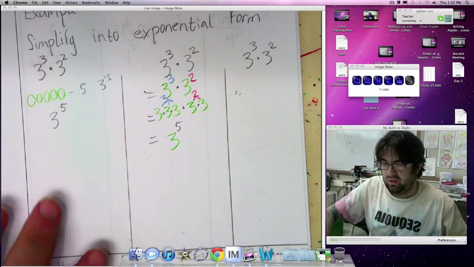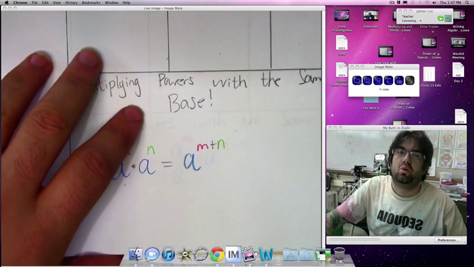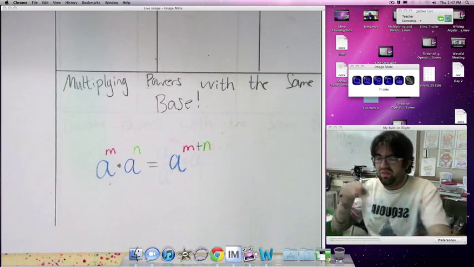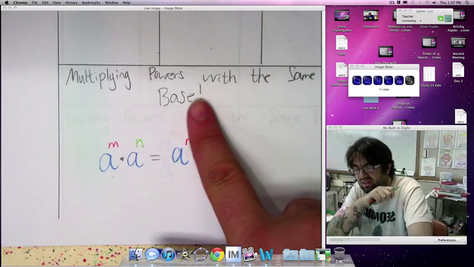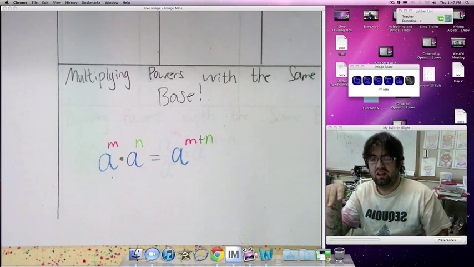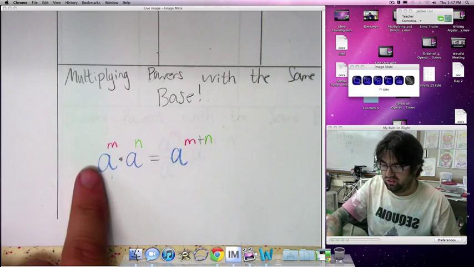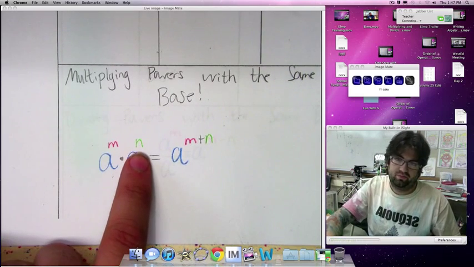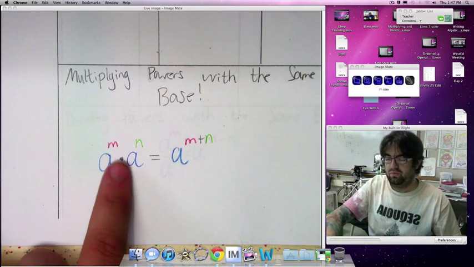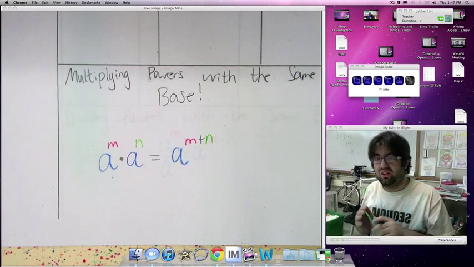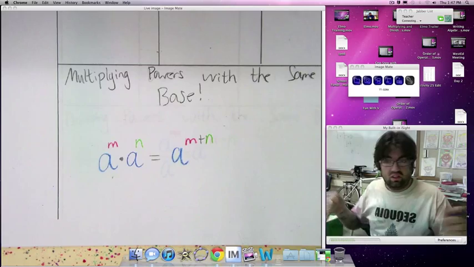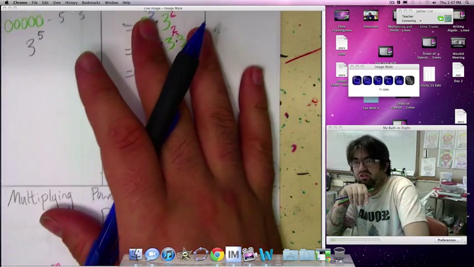I'm going to skip down here to the bottom real quick. When you're multiplying powers with the same base, the base has to be the same. I can just add the exponents together. So this is to a power, this is to an exponent. M plus n, took the 2 exponents, add them together, that's my answer. And that's it. Hey, that's pretty easy. Let's check that over here.